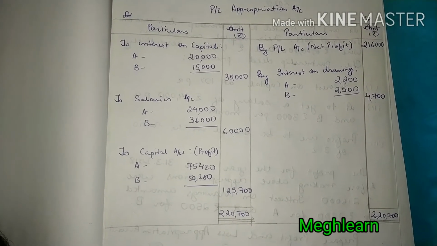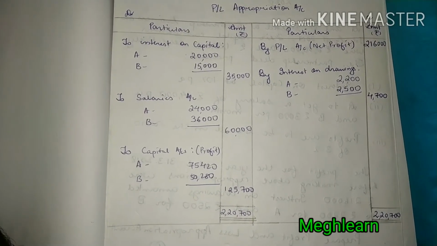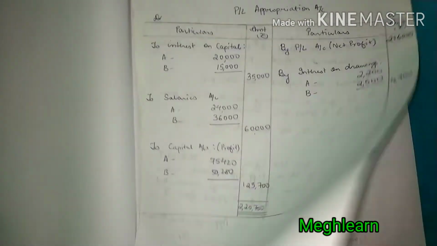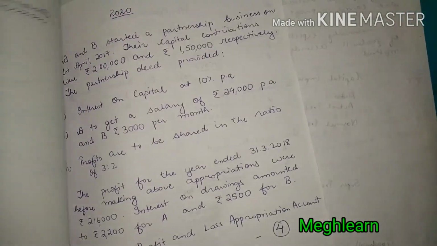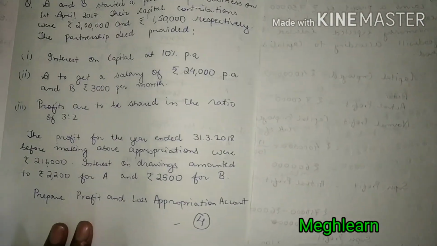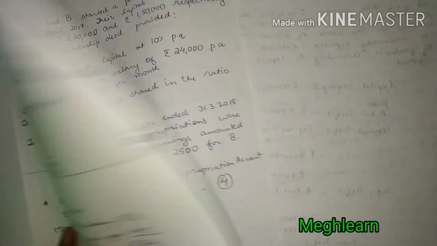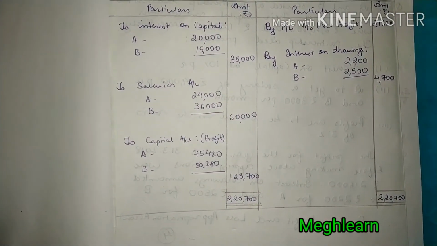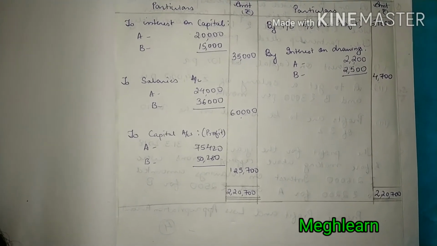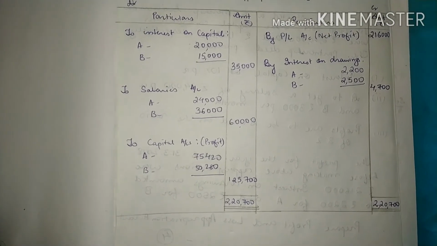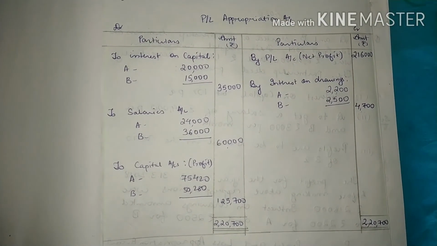So at the end we got a profit of 1,25,700, and as per the question, the profit will be shared in the ratio of 3:2. So as you can see here, whatever profit we have received, that is 1,25,700, will be shared in the ratio of 3:2, that is A's share and B's share. I hope you can understand this question.